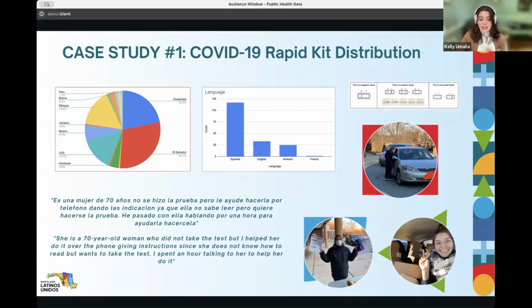Again, as I mentioned, they didn't come with instructions in other languages. So what we ended up doing is creating videos and accessible language tools to inform communities about the COVID-19 rapid kit and how to use it. Because I promise you, when I looked at it, I felt like I was reading an IKEA instruction booklet. I only say this because my husband and I just built an IKEA shelf the other day, and it was really complicated.